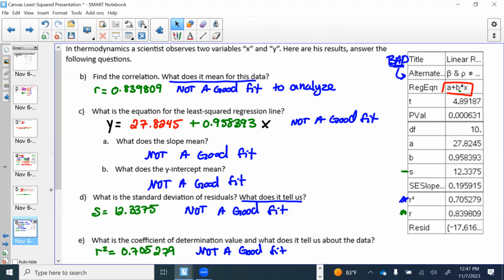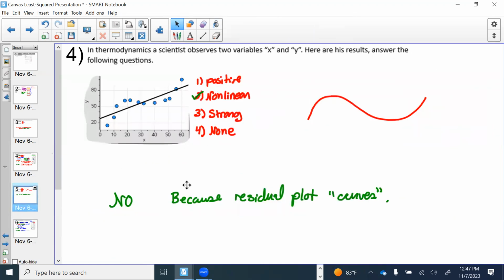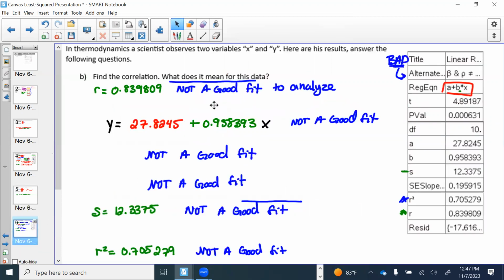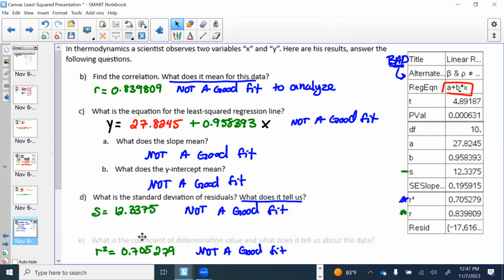So if we come against something that's nonlinear, we're just going to say it's bad. I can't analyze. I can't tell you anything. I can tell you what the numbers are because you've given me numbers, but they mean nothing to me.